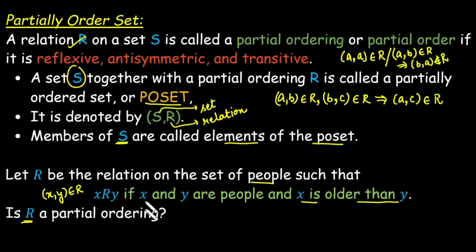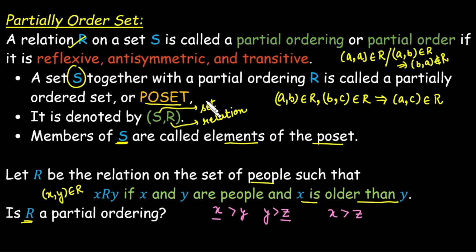So what do we need to check? We need to check these three conditions. Let's start with transitivity. Suppose X is older than Y and Y is older than Z. Can we say that X is older than Z? Yes. So this is applicable for all sets of people that hold these two conditions. So obviously X is older than Z.